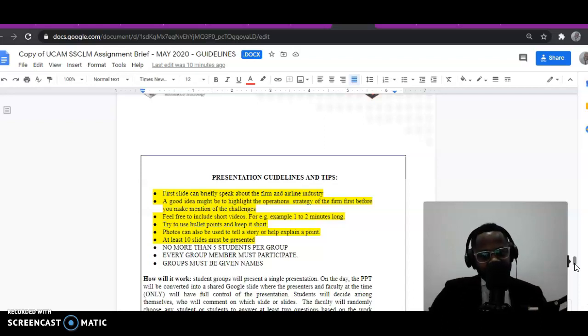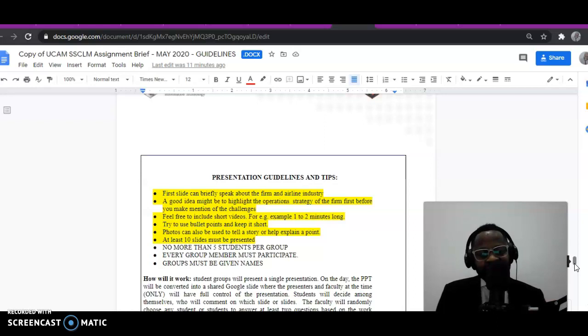What you need to do is present the slides and talk around the slides. Don't try to read everything. We are seeing what is there. No need to read for your audience everything in detail. A good idea might be to highlight the operation strategy of the firm first before you mention the challenges. Feel free to include videos, but a short caveat: don't use videos. Videos tend to give problems, so don't bother with that.